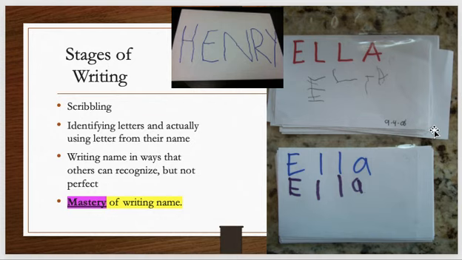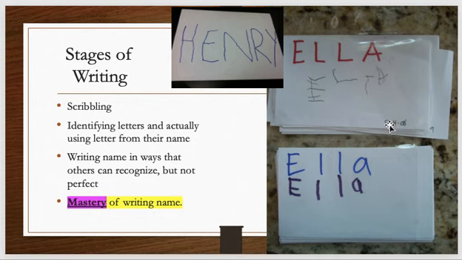All right, then we have the last stage of writing, which is going to be mastery of writing their name. So I can see with Henry's name, all of these letters, they're written in the way that they're supposed to be, like the H is an H, the E is an E. There's no parts missing. There's no letters switched around. There's no letters backwards. Henry did a very good job writing his name.